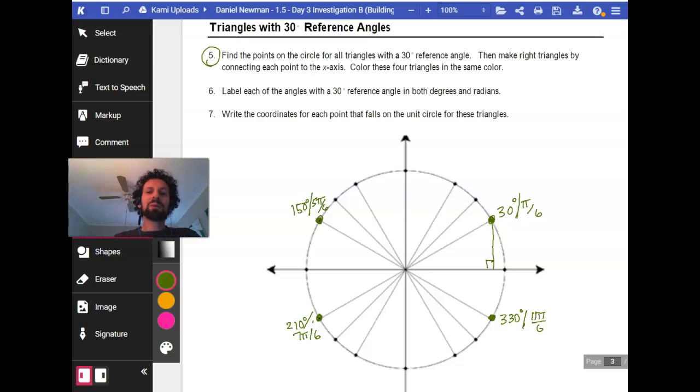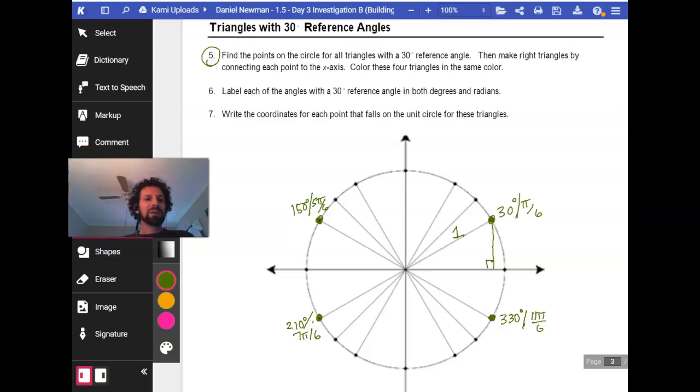So we actually want to find the coordinates of each one of these points. Now the key thing here is we're dealing with the unit circle, so any radius of the circle measures 1. So anytime we draw a triangle, the hypotenuse's length is 1, and we need to find the x value for that triangle and the y value. And in fact, they're all going to be the same because they all have the same reference angle.